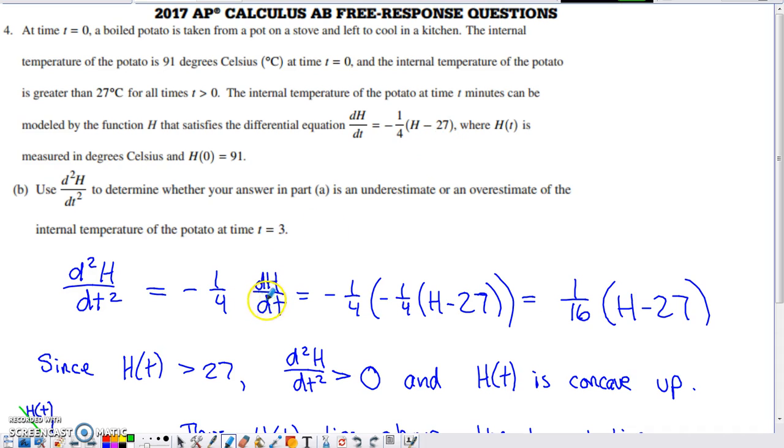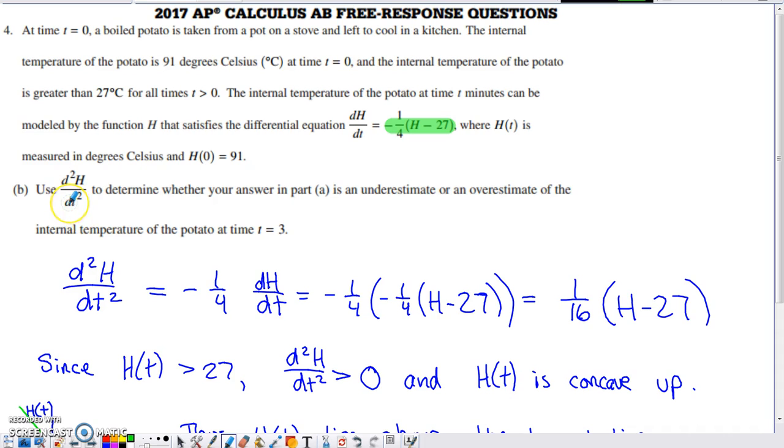And what did dh dt equal? Well, dh dt is equal to what we have right here. So you'll see in place of the dh dt that's appearing right in this position, I've replaced it with what I just highlighted there. I went ahead and simplified it a little bit. I multiplied these two fractions together, got positive 1/16 times that quantity h minus 27.